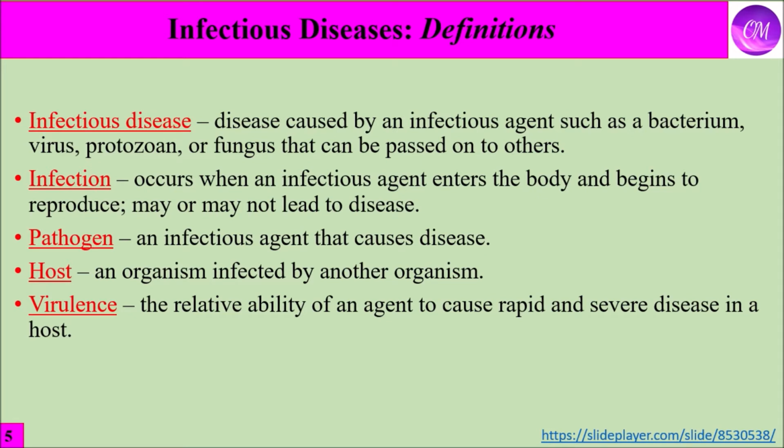Another definition: infectious disease is caused by an infectious agent such as a bacterium, virus, protozoan, or fungus that can be passed on to others. So the infection occurs when the infectious agent enters the body and begins to reproduce, and may or may not lead to disease. What does the pathogen mean? This is an infectious agent that causes disease. Host, we call that organism that is infected by another organism. And virulence is the relative ability of an agent to cause rapid and severe disease in a host.